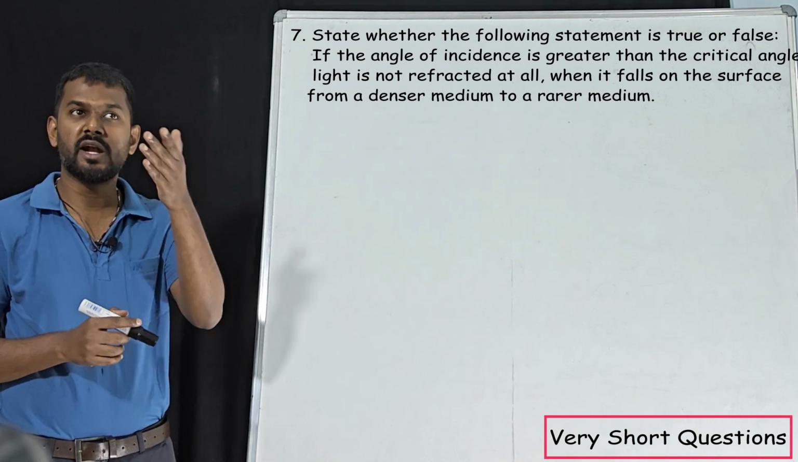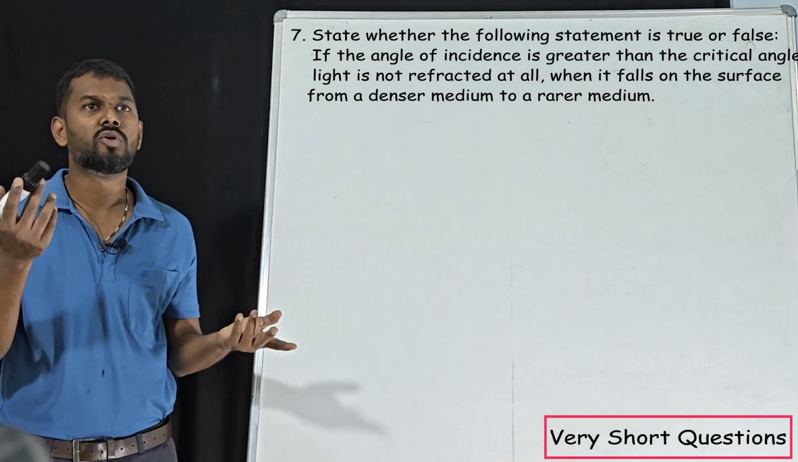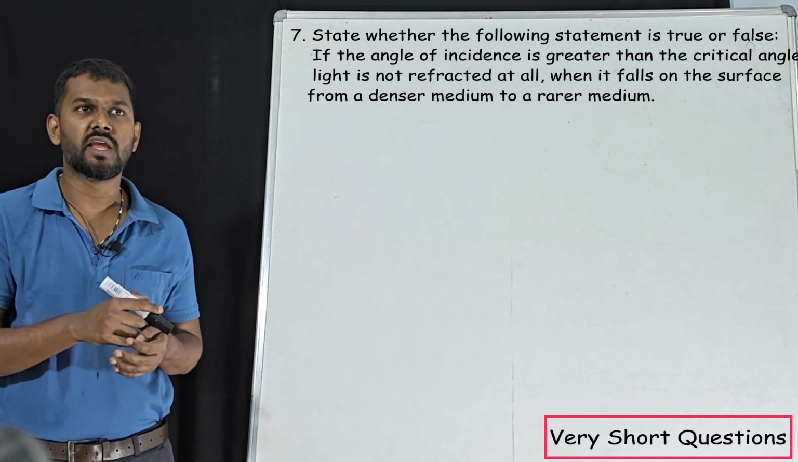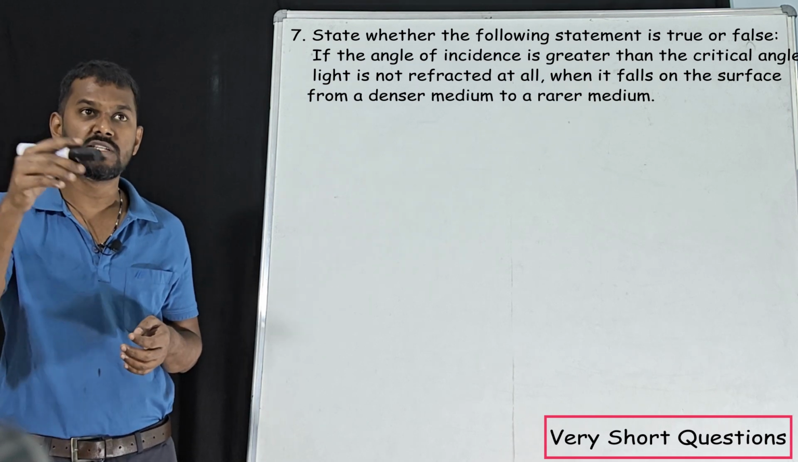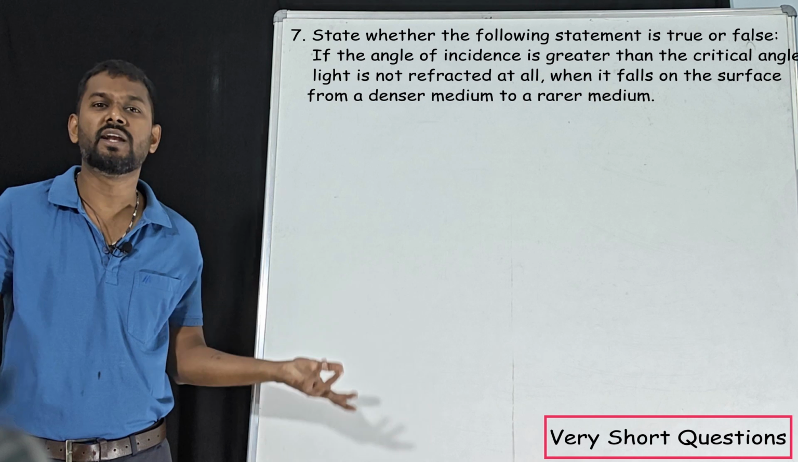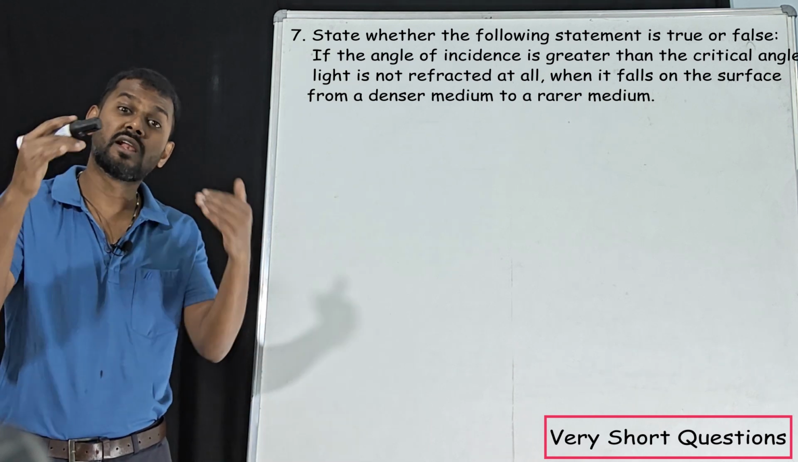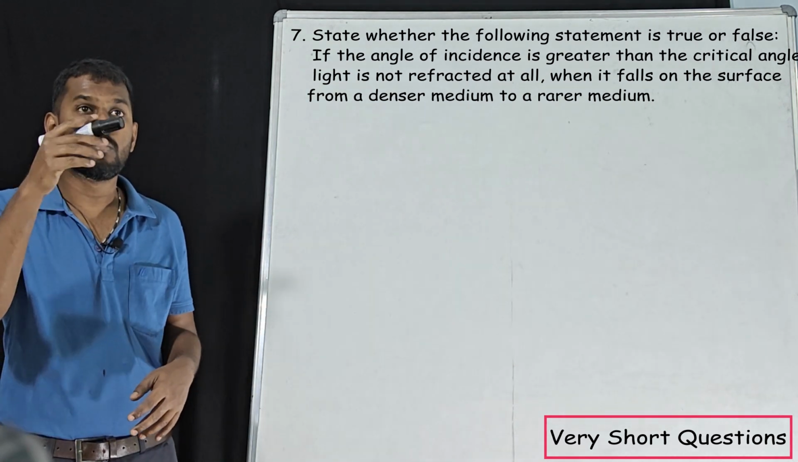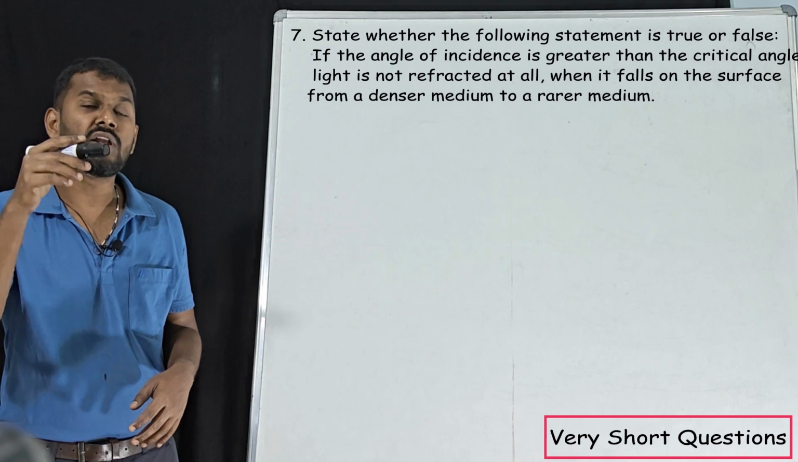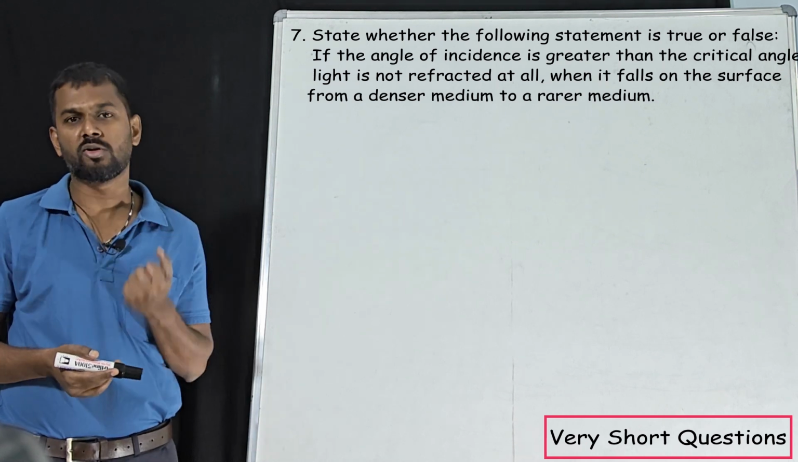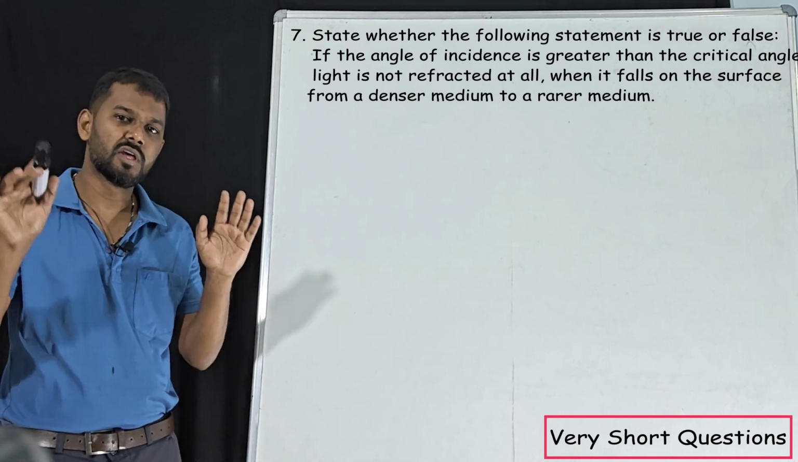If it is from denser to rarer, and the angle of incidence is greater than the critical angle, it undergoes total internal reflection. That is what he is saying. Instead of saying total internal reflection, he is saying light is not refracted at all, because the light will get reflected. He is talking about light not being refracted. That means this is correct only, right? So the answer for this question is true.